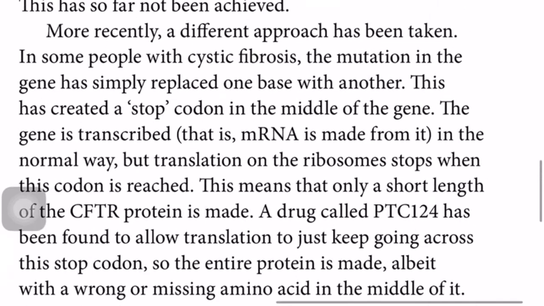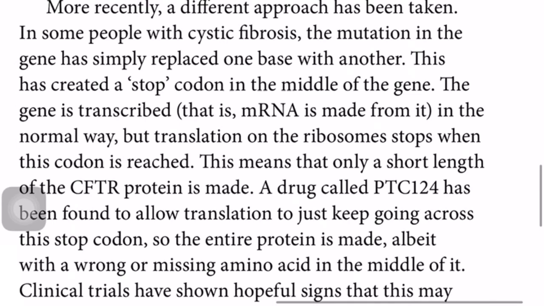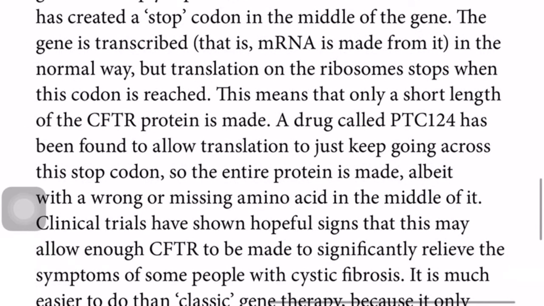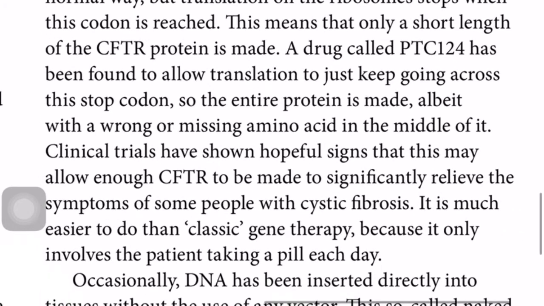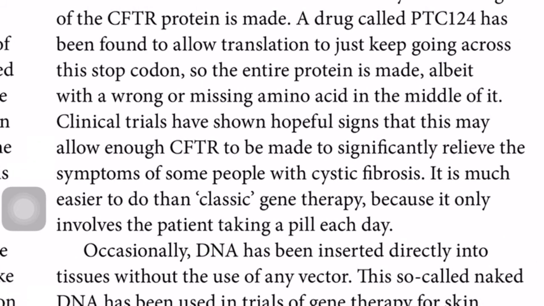More recently, a different approach has been taken. In some people with cystic fibrosis, the mutation in the gene has simply replaced one base with another. This has created a stop codon in the middle of the gene. The gene is transcribed in the normal way, but translation by the ribosome stops when the stop codon is reached. This means that only a short length of the CFTR protein is made. A drug called PTC124 has been found to make translation keep going across this stop codon, so the entire protein is made, although with a wrong or missing amino acid in the middle of it.